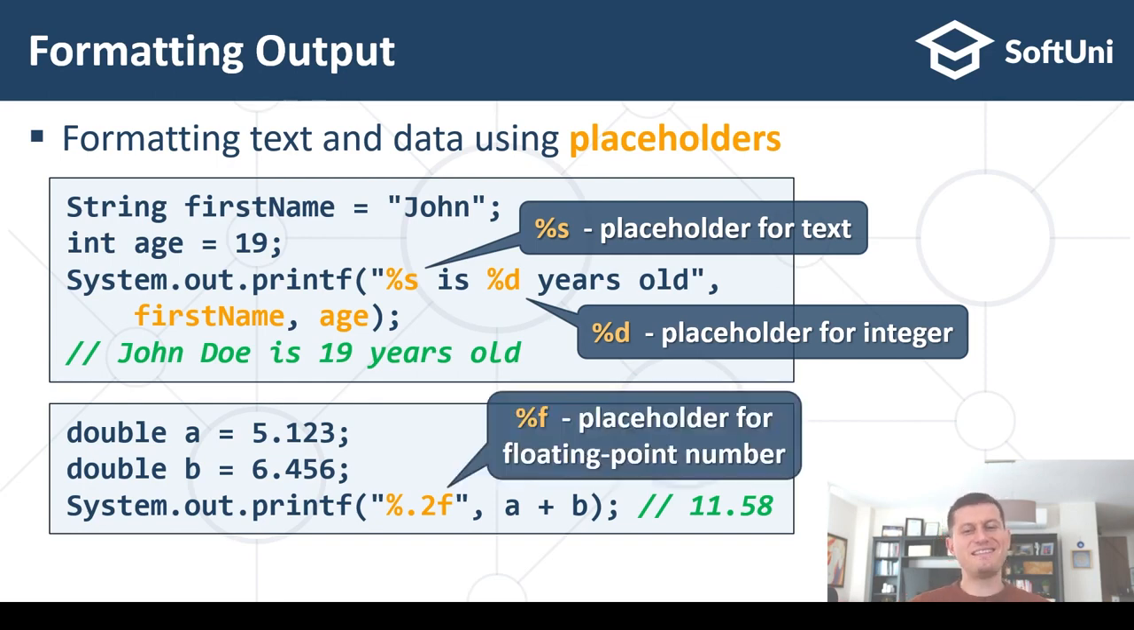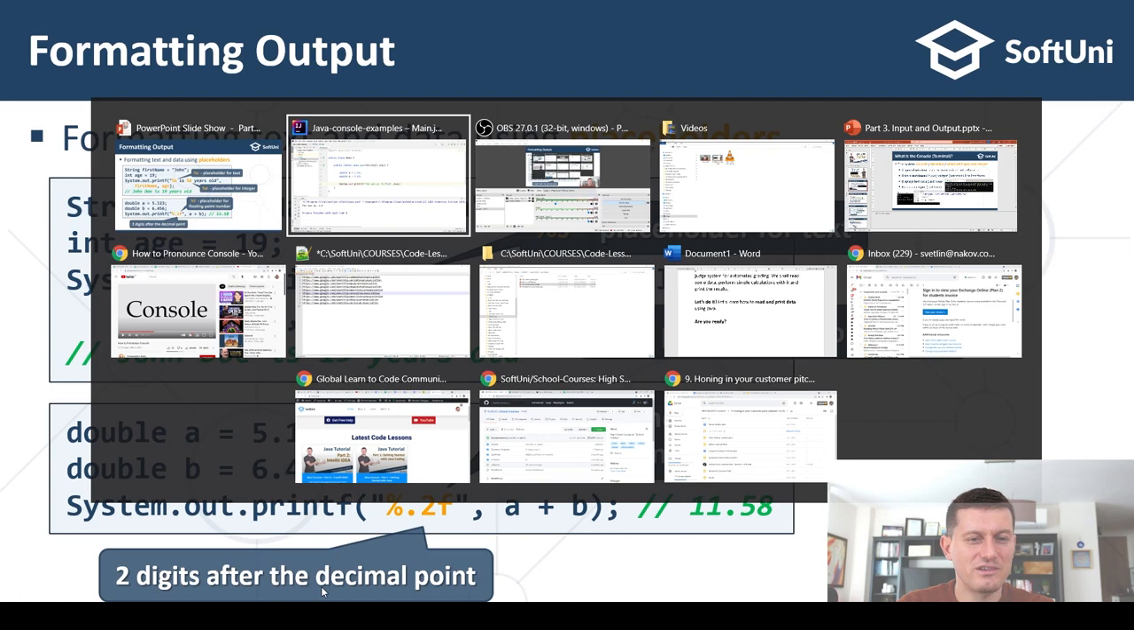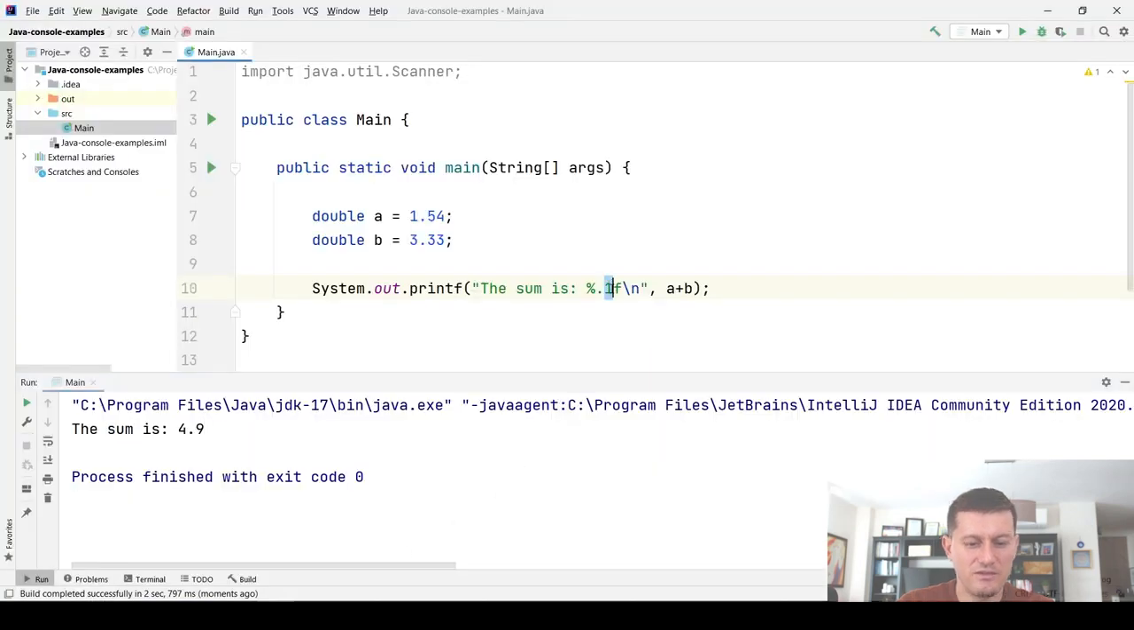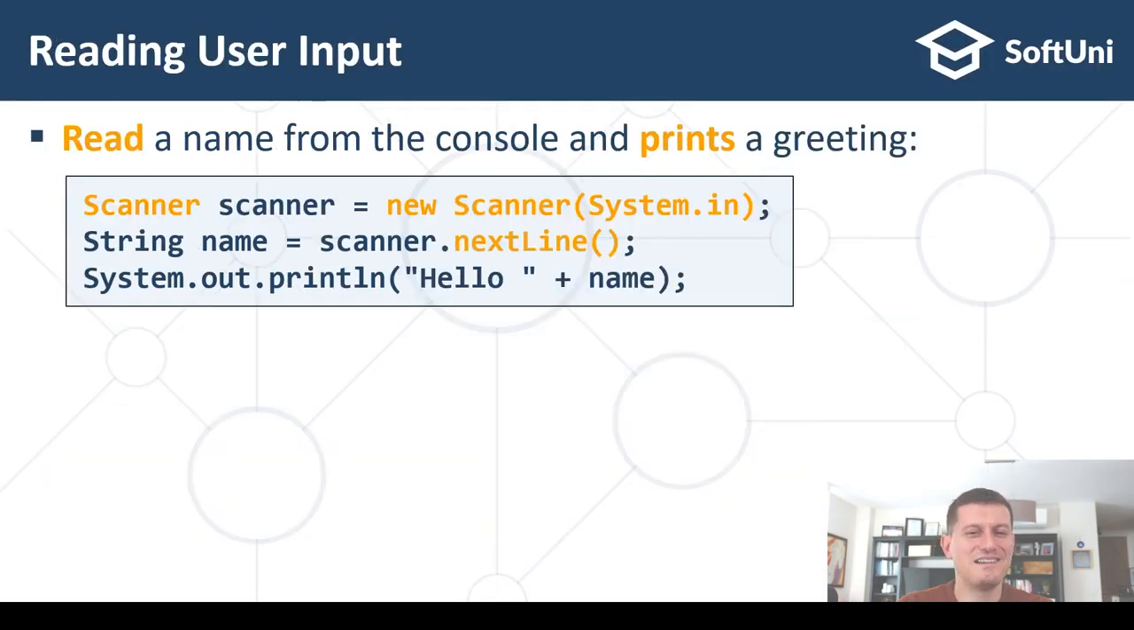So %f is a placeholder for a floating point number, and in this example the output will be 11.58, and %.2f means 2 digits after the decimal point. We can have even 20, and it will work like this if we have more digits after the floating point, after the decimal separator. So let's go ahead.